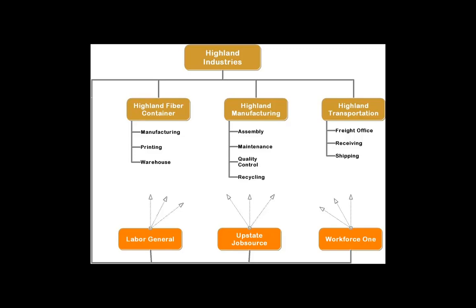To get a better feel for the reporting capability, let's look at an example company, Highland Industries. Highland Industries has 3 different facilities: Highland Fiber Container, Highland Manufacturing, and Highland Transportation. Each facility has a variety of cost centers where the temps actually work. For example, the cost centers for Highland Manufacturing include assembly, maintenance, quality control, and recycling. While each facility is located in a different area, they are close enough to be supported by 3 different staffing agencies: Labor General, Upstate Job Force, and Workforce One.